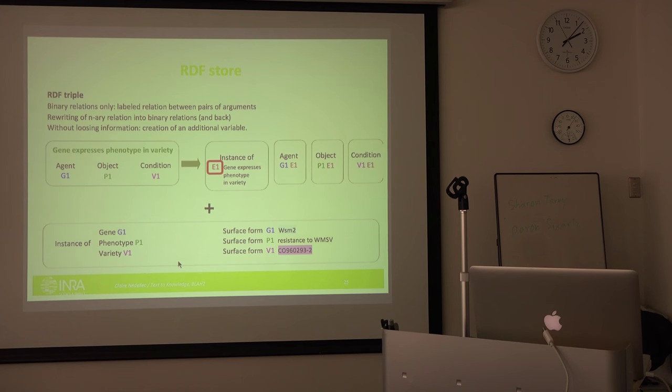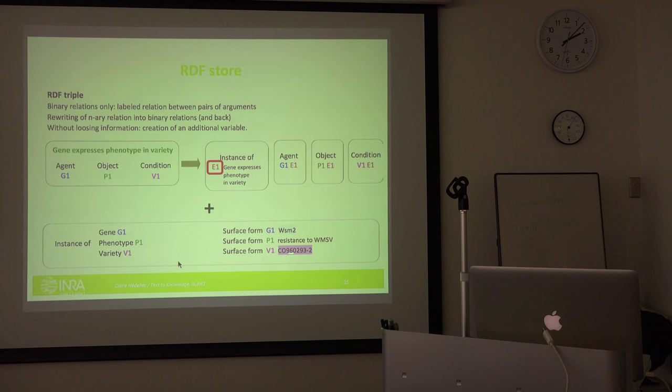We want to represent this information in RDF triple form. We had to map this n-ary representation to a binary representation. Probably you all know this, so I won't say much about it. This is done by creating an additional artificial variable that allows linking each of the arguments of the binary relation to the event, which is represented by these new variables.